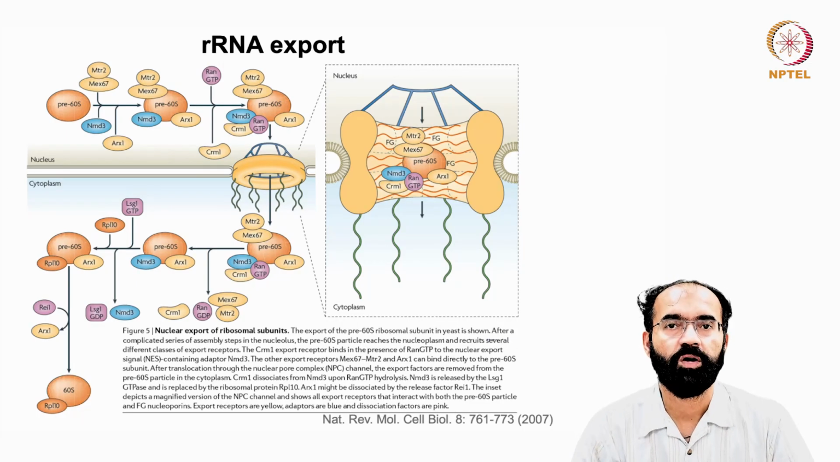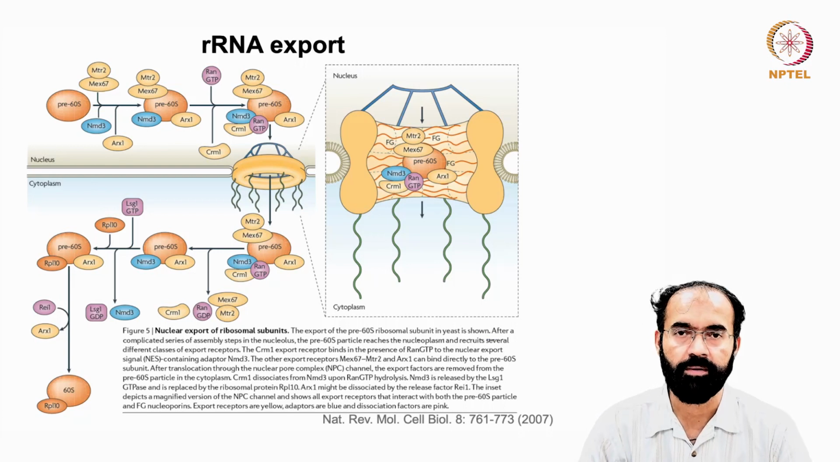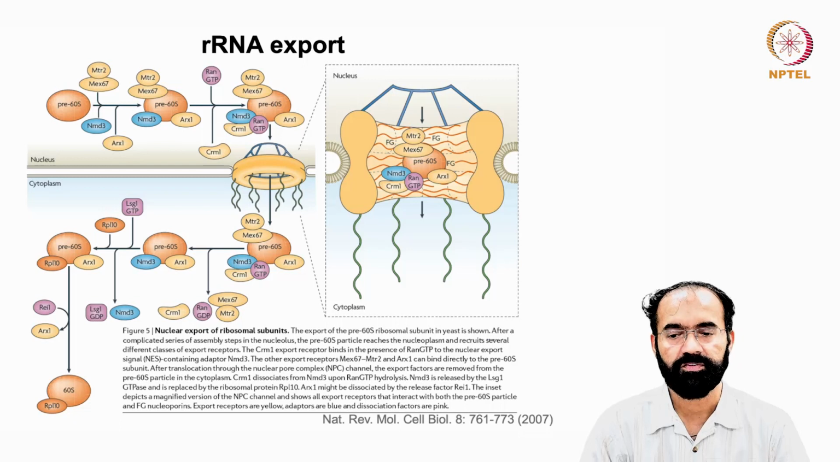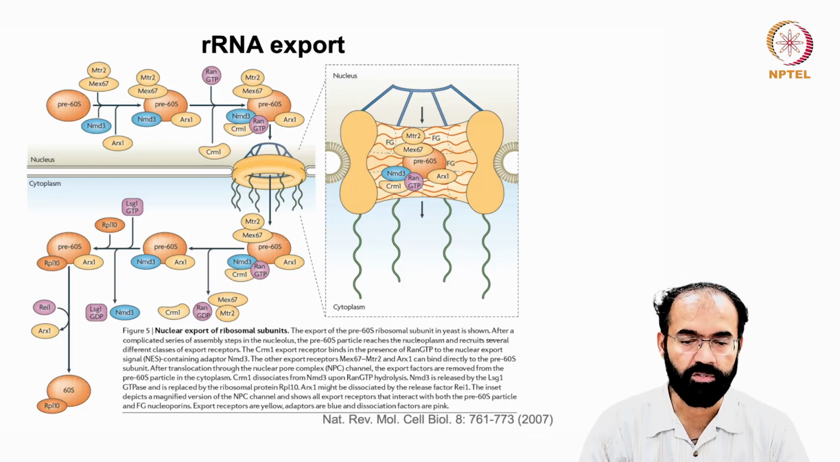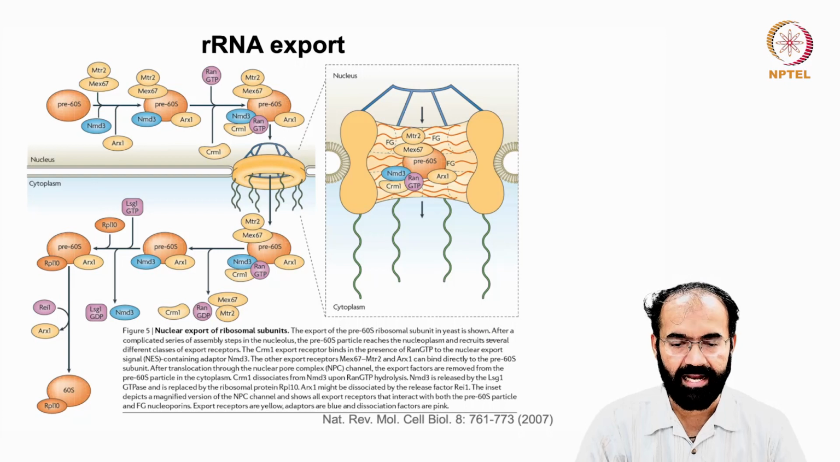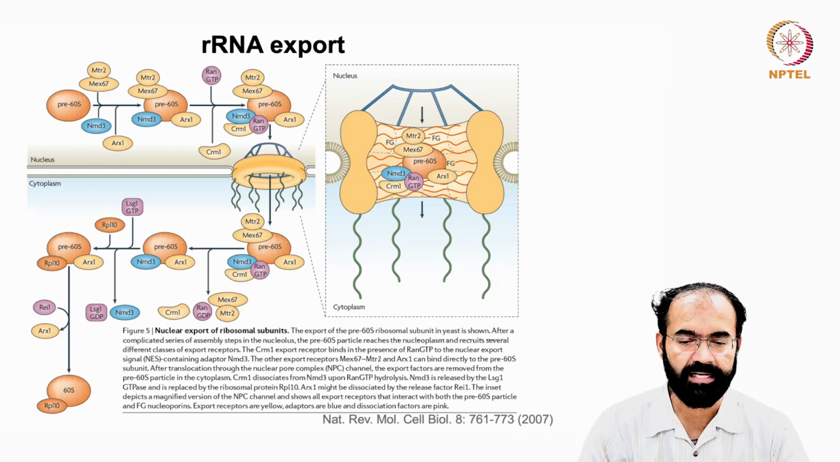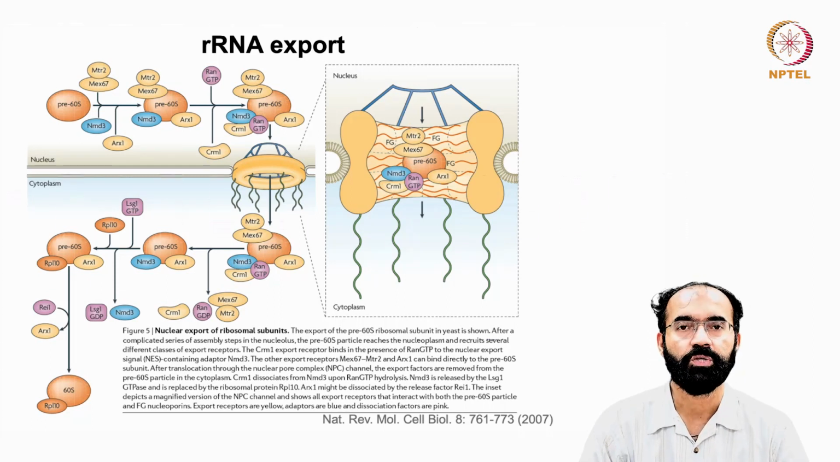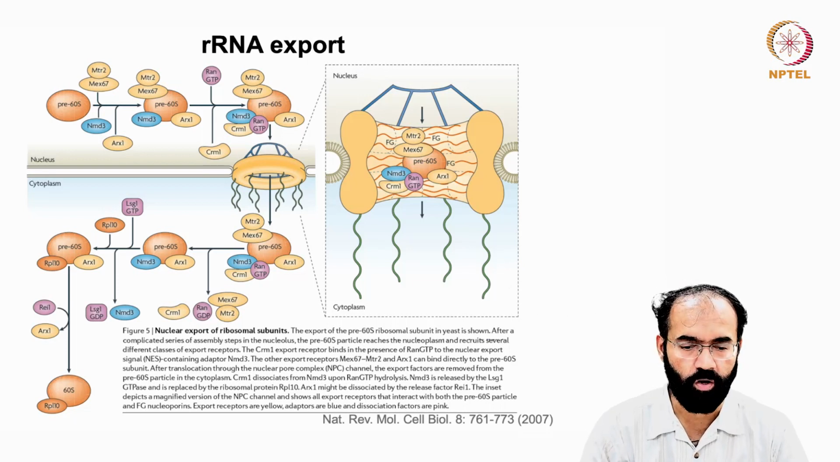Hello everyone, welcome back to another session of RNA biology. This was the last slide where we stopped in the previous class, and this is a cartoon of the ribosomal RNA export through the nuclear pore complex. We discussed in detail the way in which the ribosomal RNA and the ribosomal RNP pass through this nuclear pore complex with the help of FG-containing proteins which line the lumen of the nuclear pore complex.